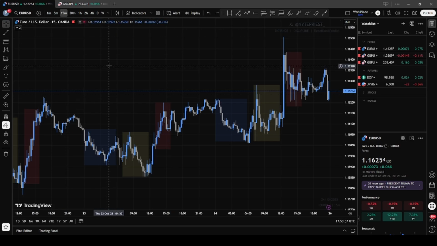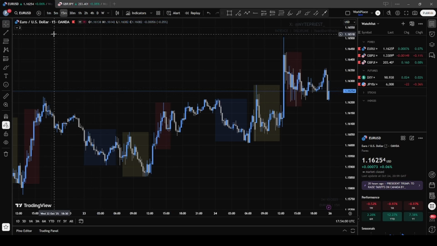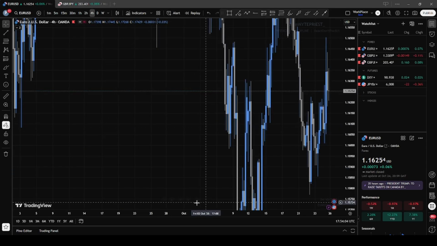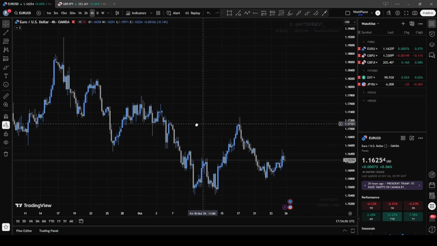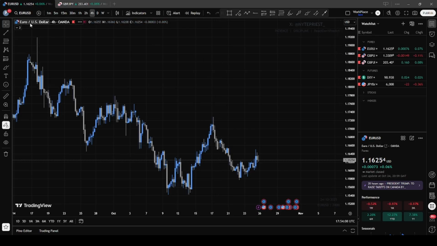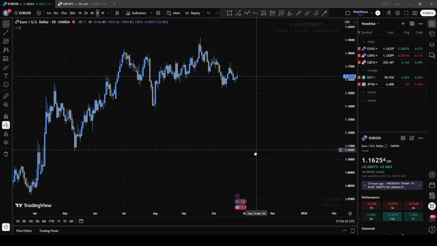They will be analyzing EURUSD, GBPUSD, and GBPJPY. Okay, so we'll be looking for some trades in the upcoming week. So in this one, we will start with the daily time frame.